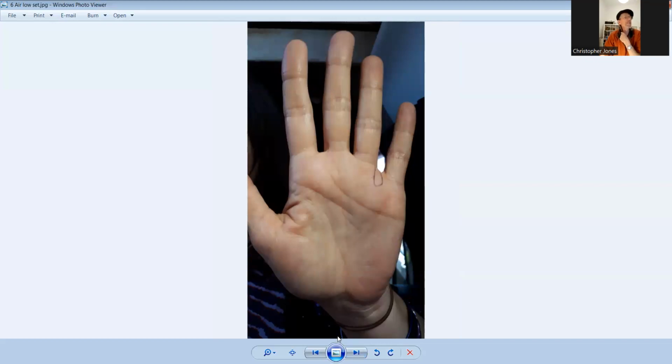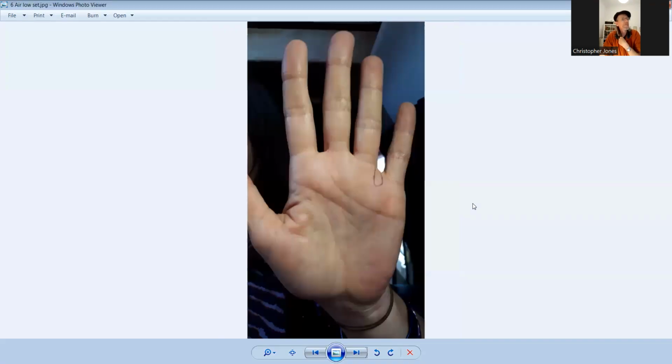Okay, so in this hand, you can see someone who's got a bent ring finger. Is that what we're looking at there? No, what we're looking at here is a low set ring finger. All right, so now we're looking at the ring finger. There's quite a lot of variation in the ring finger. The ring finger's probably got more variations than all the other fingers.